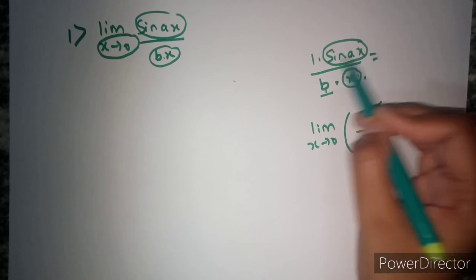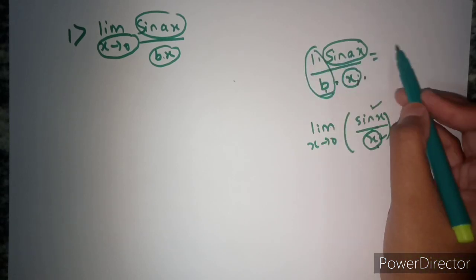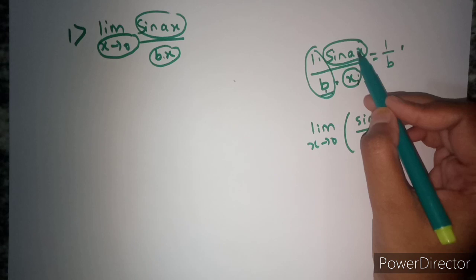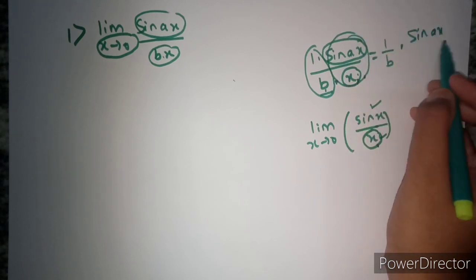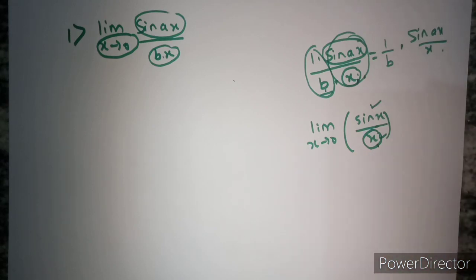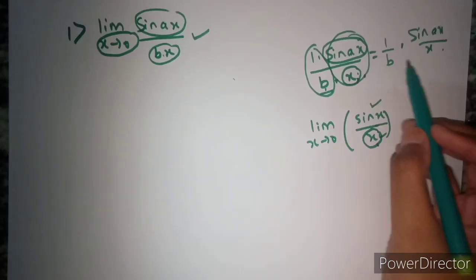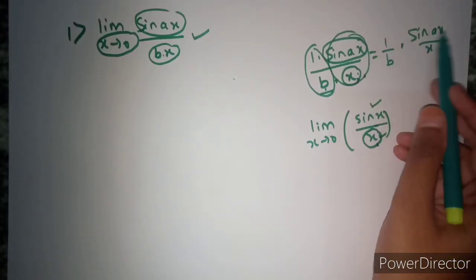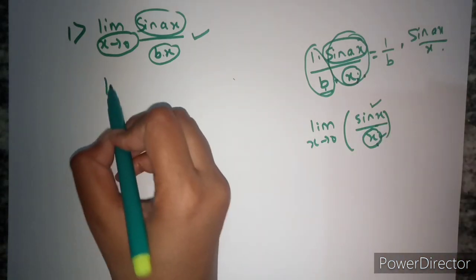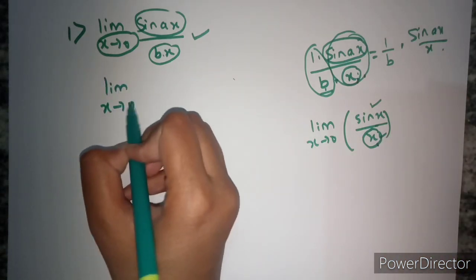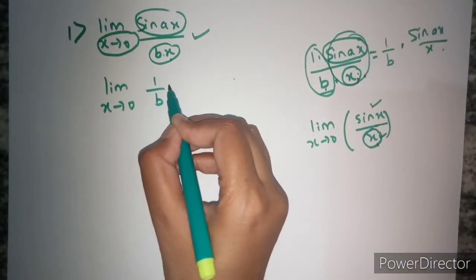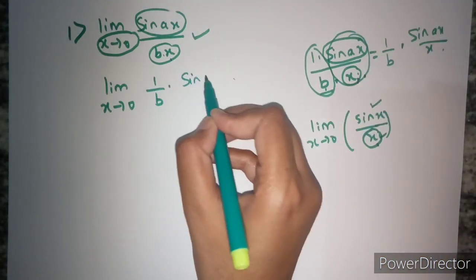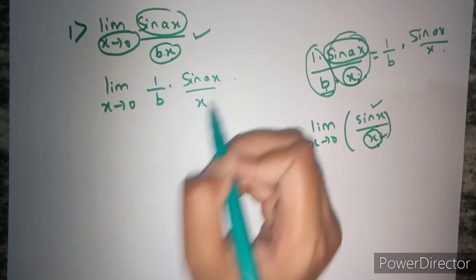Now we can separate this. This can be written as 1 by b into sin ax by x, right? So limit x tends to 0 as it is. Sin ax by bx can be written as 1 by b into sin ax by x.